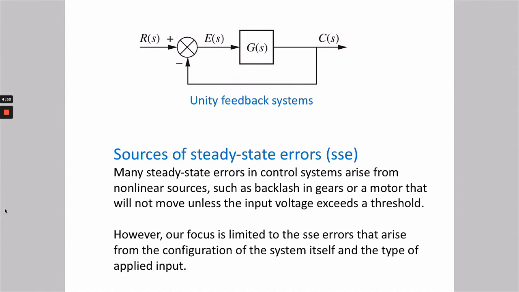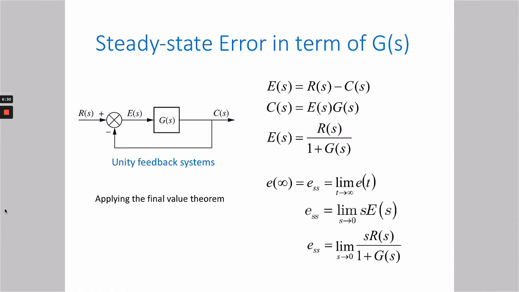When we do the analysis for steady state error, we consider this kind of diagram, where we have a system G(s) and a unity feedback system. So we have G(s), and then we have H(s) equal to 1. In this discussion, we will limit our focus to the steady state error that arises from the configuration of the system itself and the type of applied input. That means it purely comes from the design of the system itself, from G(s).